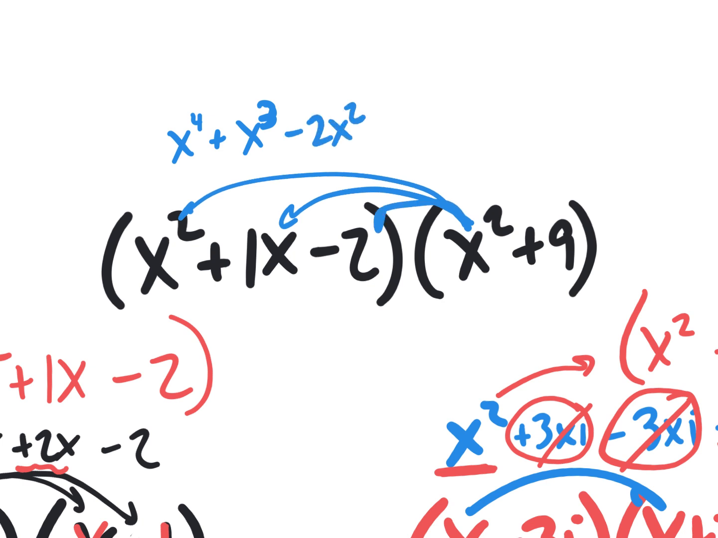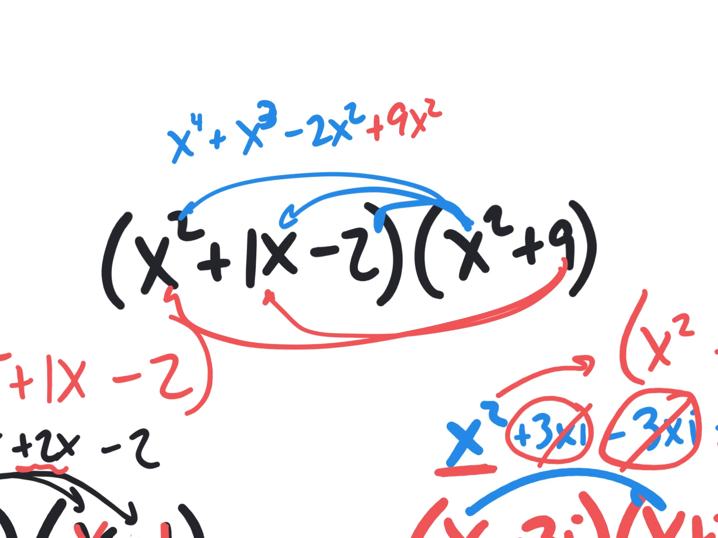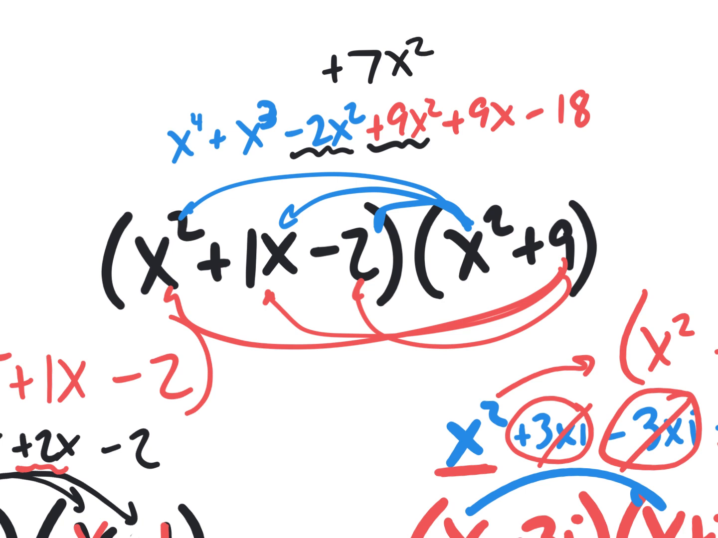Now we're going to distribute the 9. 9 times x squared is positive 9x squared. 9 times 1x is 9x. 9 times negative 2 is negative 18. And of course we could combine the middle terms, the negative 2x squared and the 9x squared. That'll give us a positive 7x squared. So what do we have in the first two terms? We have x to the fourth plus x to the third plus 7x squared plus 9x minus 18.